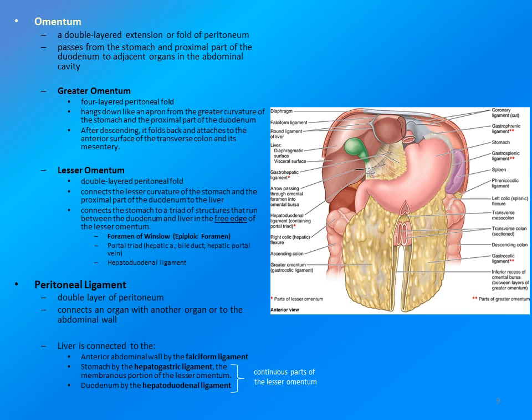Therefore, thickenings that contain various structures are referred to as peritoneal ligaments. These are also double layers of peritoneum, and they connect an organ with another organ or to the abdominal wall. For example, the liver is connected to the anterior abdominal wall by the falciform ligament, to the stomach by the hepatogastric ligament, and to the duodenum by the hepatoduodenal ligament. These are continuous parts of the lesser omentum.